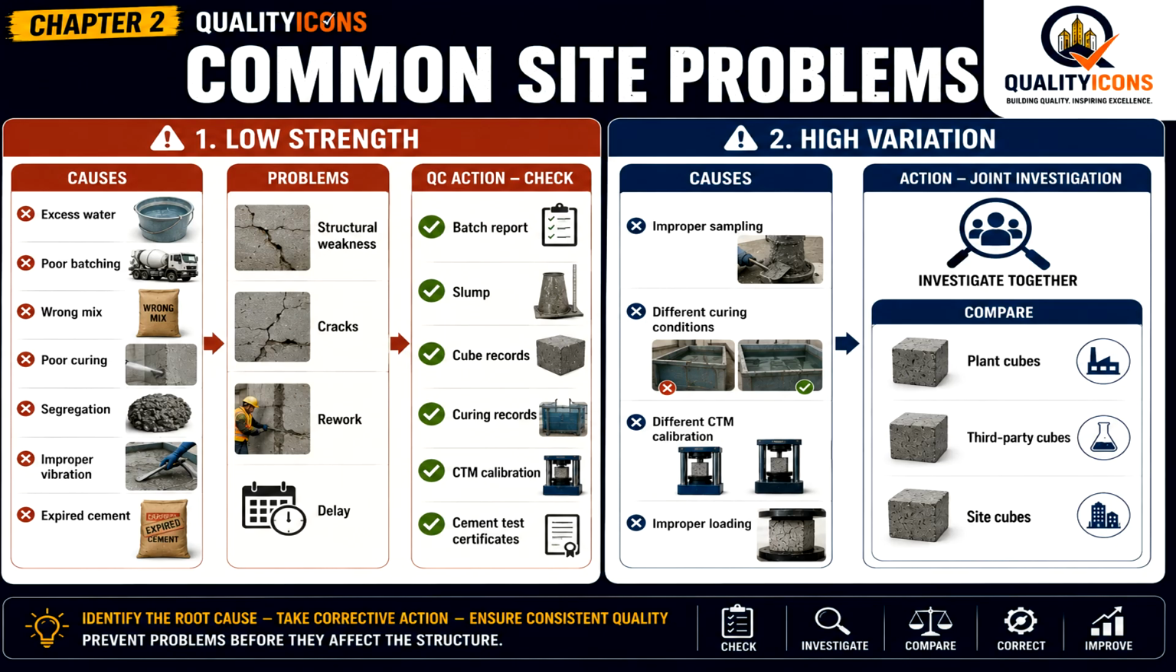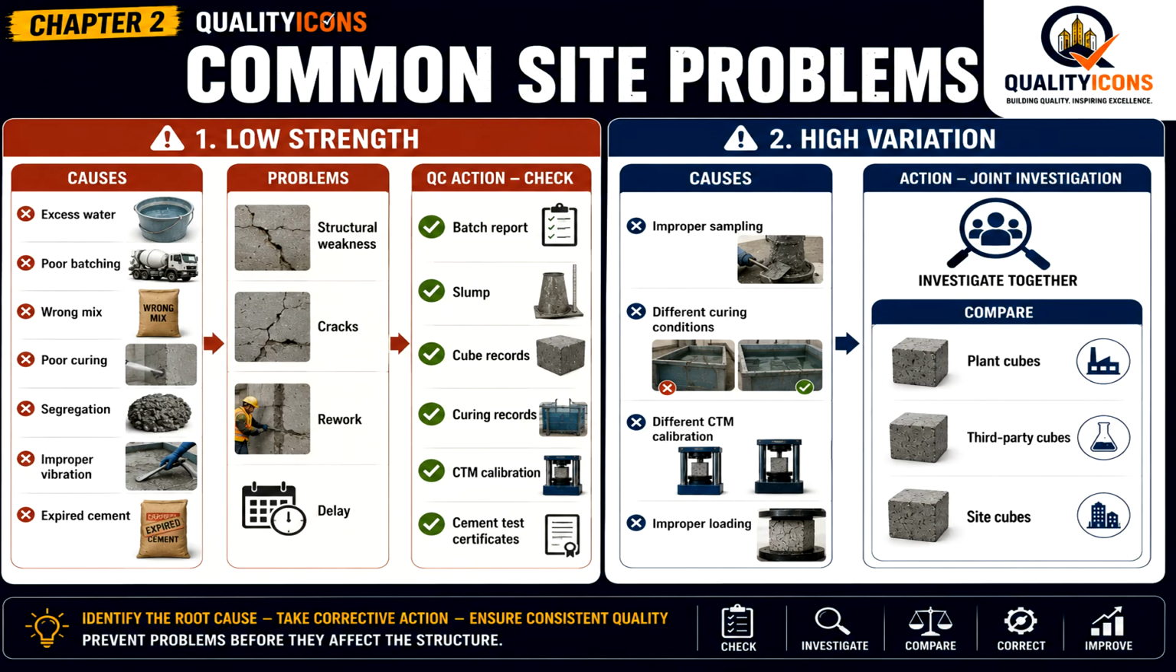These issues may lead to structural weakness, cracking, rework, and project delays. High variation between cube results may be caused by improper sampling, different curing conditions, and CTM calibration differences. Equipment calibration is very important. Incorrect testing procedures also cause variation.